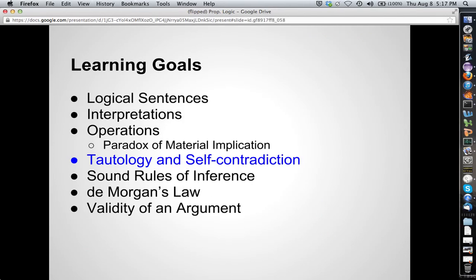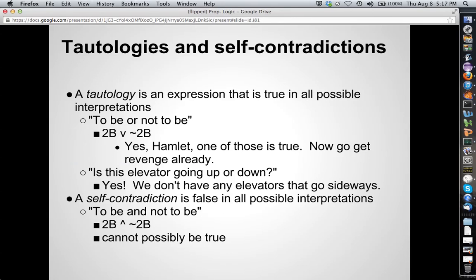So let's talk about tautologies and self-contradictions, or as I like to call it, the Hamlet rule. A tautology is an expression that's true in all possible interpretations. So it doesn't matter how you assign the sentences to true and false, a particular statement is going to be true. So the simplest example I can think of: to be or not to be. I'm writing it as "to be", so that's like a sentence, and I've got "to be or not to be". And so, of course, I'm taking that from Shakespeare's Hamlet. And here I'm making fun of Hamlet.